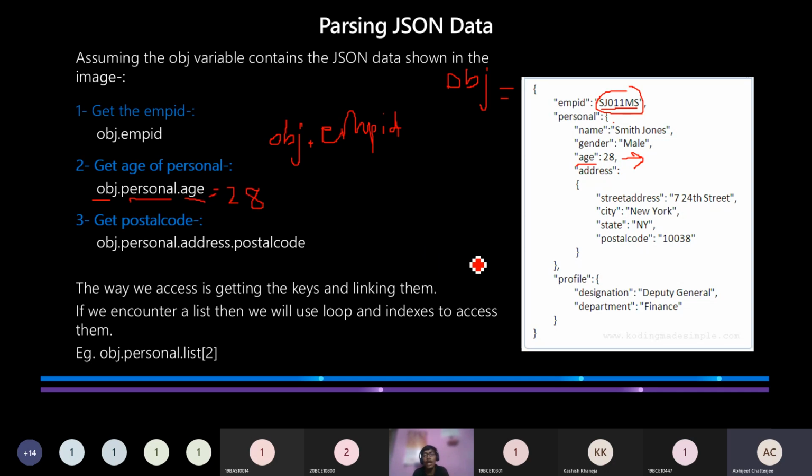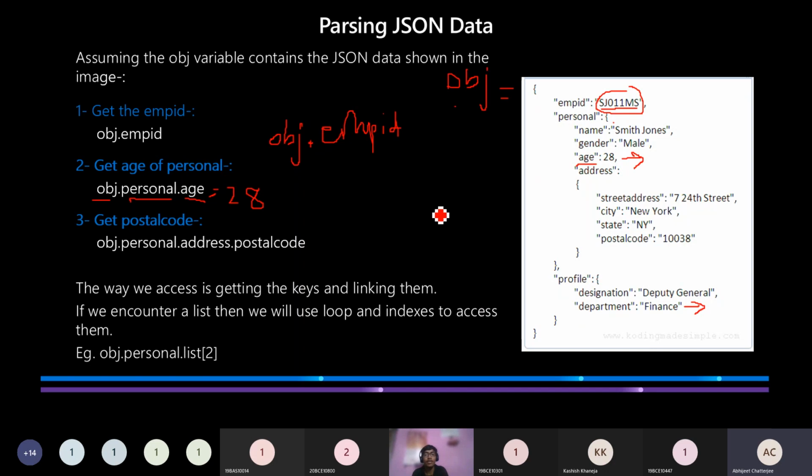If this is clear, can anyone try to fetch this value? Can you tell what will be the way to fetch this value, that is department? Anyone? Profile or department? Profile dot department, yeah, but obj dot, you need to go inside this, right? Most probably correct. Great one.